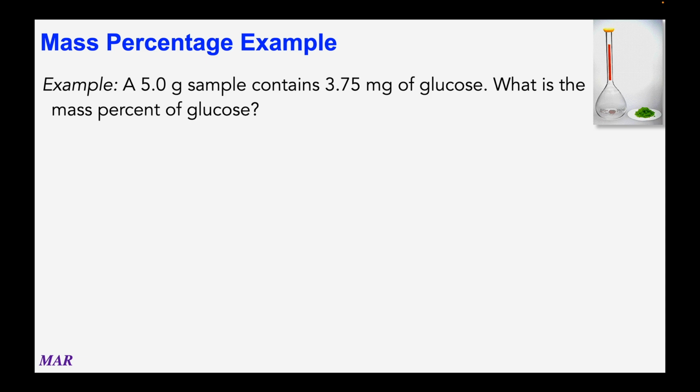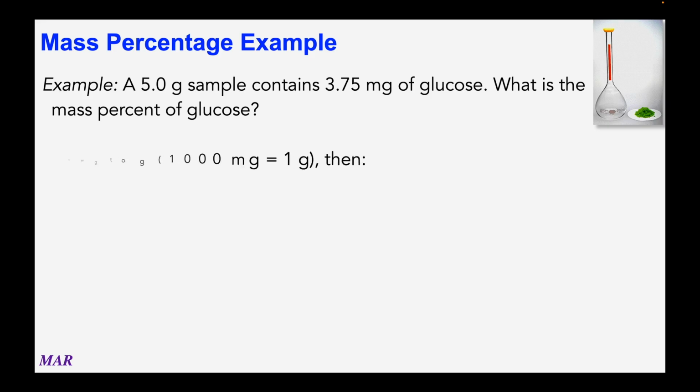Here's an example of a mass percentage. Let's say you had 5 grams of a sample, and in that sample you had 3.75 milligrams of glucose. What is the mass percent of the glucose? So this would be grams of the solute glucose divided by total grams of sample times 100%. But notice here we have milligrams.